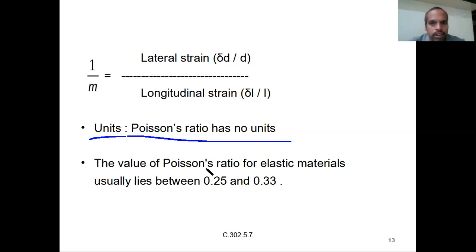Right. So the value of Poisson's ratio for elastic materials is usually 0.25 to 0.33. This is the normal range for elastic materials.